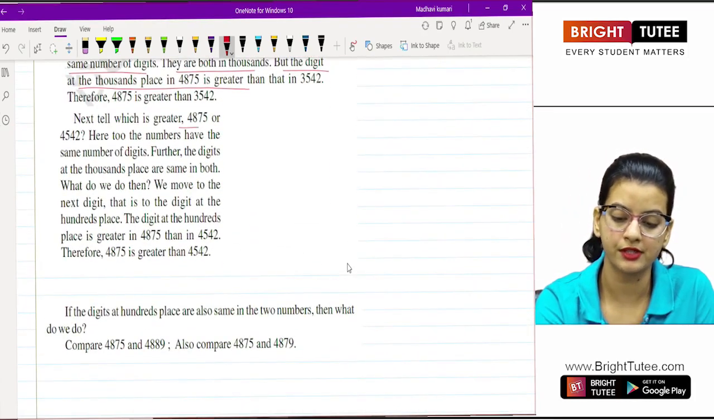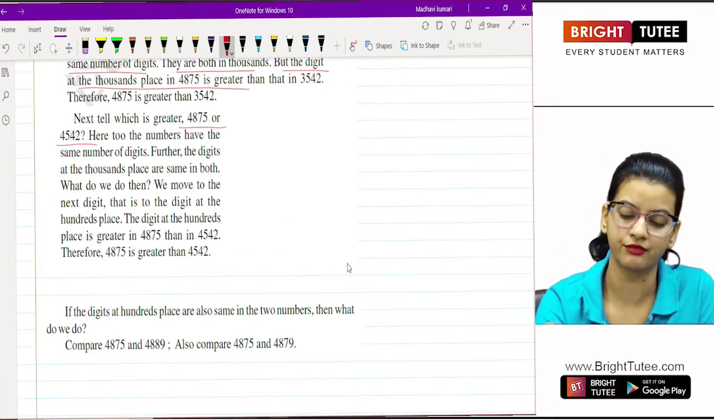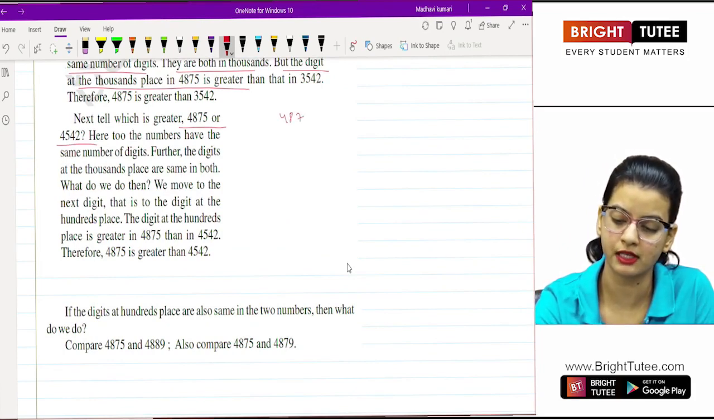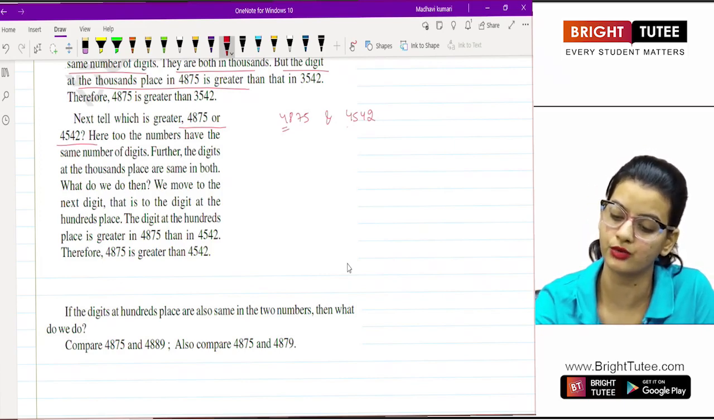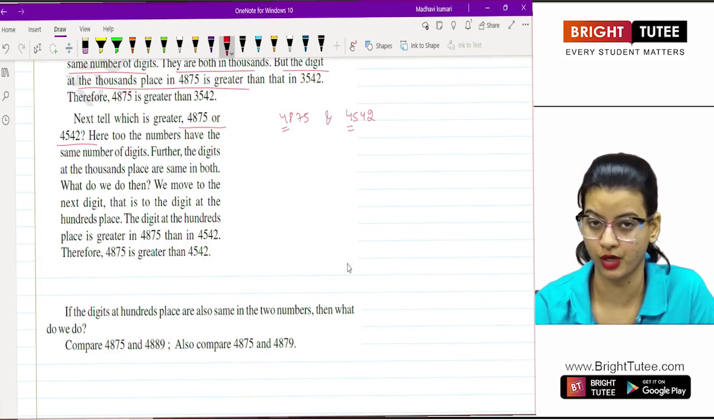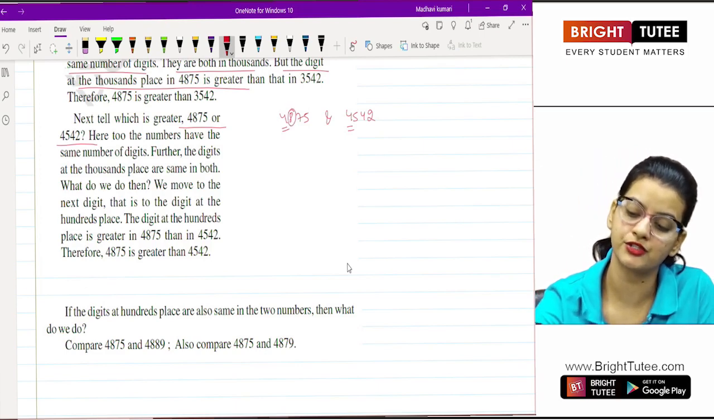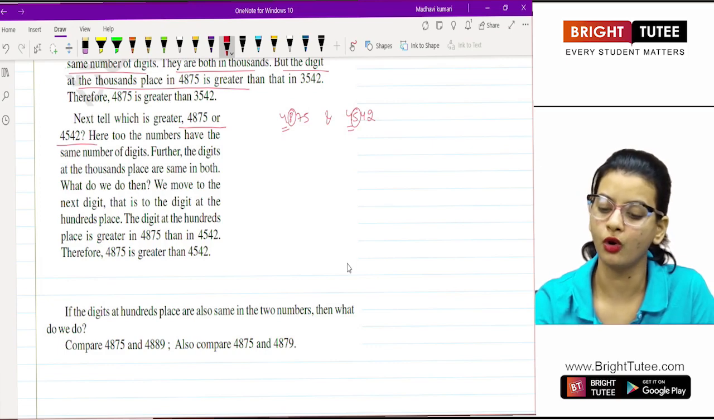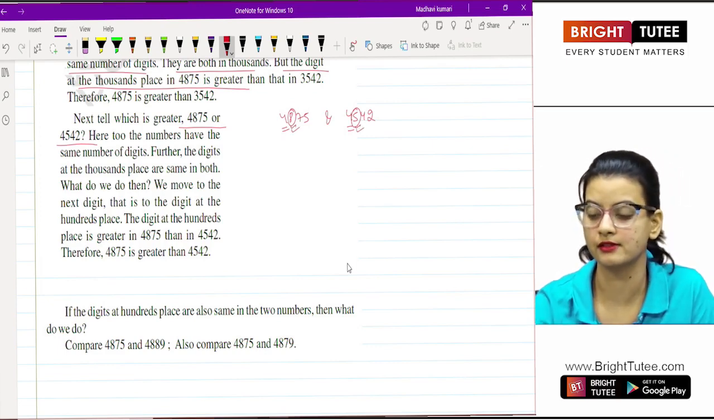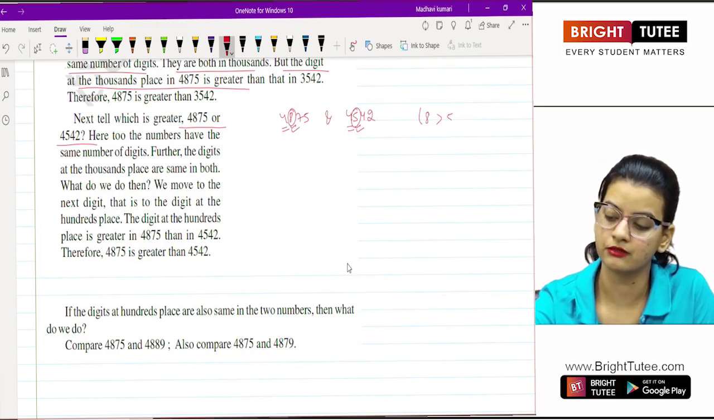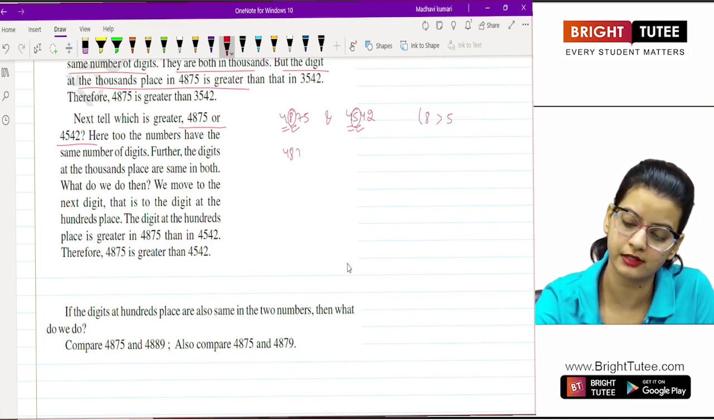Next, tell which is greater if we compare 4875 and the next number 4542. In this case, both numbers are 4-digit numbers and both have 4 in the thousands place. So now we compare the digits in the hundreds place. Here the digit is 8 and here the digit is 5, and since 8 is greater than 5, 4875 is greater than 4542.